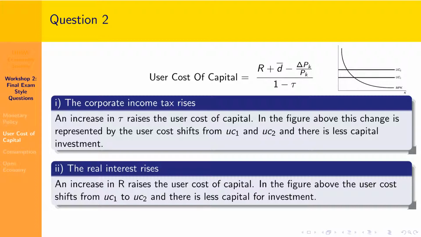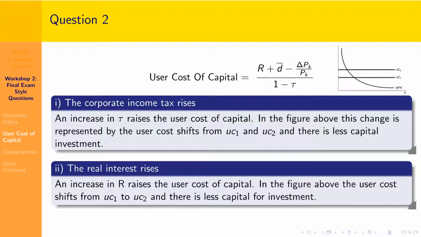1. The corporate income tax rises. An increase in corporate income tax, which is represented by tau in the denominator, raises the user cost of capital. In the figure above, this change is seen as the user cost shifts from UC1 to UC2 and a reduction in capital investment.